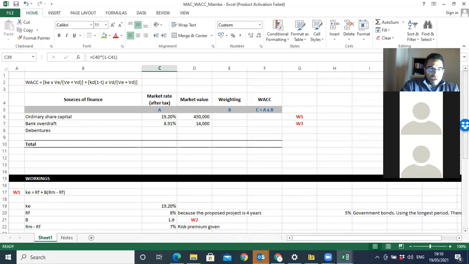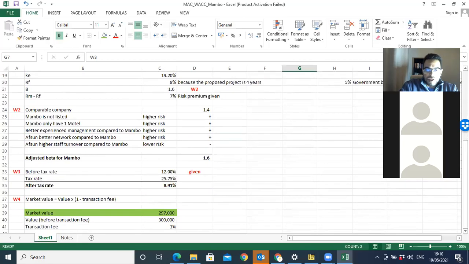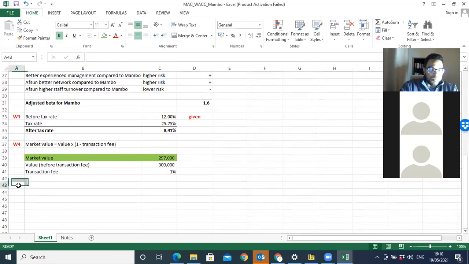So if I go over here, debentures is equal to C39. The market value is after the transaction fee. Where did I get that? Working 4. Now I can work out the cost of debenture. So remember, I want cost of debenture, so working 5. So how am I going to get the cost of debenture? We can use the, because there's a time period, it is a redeemable debt instrument. What makes it a redeemable debt instrument?